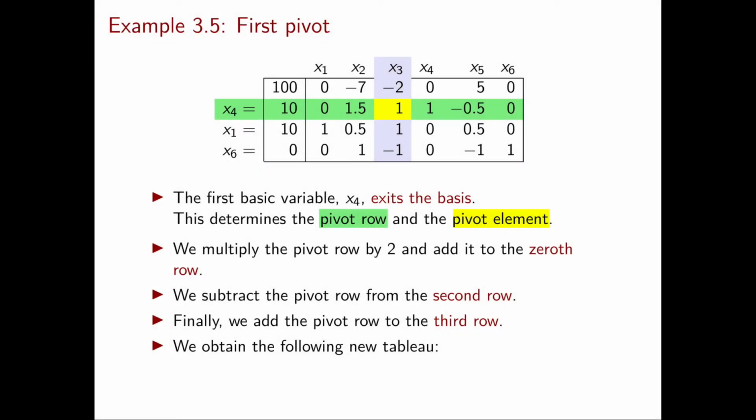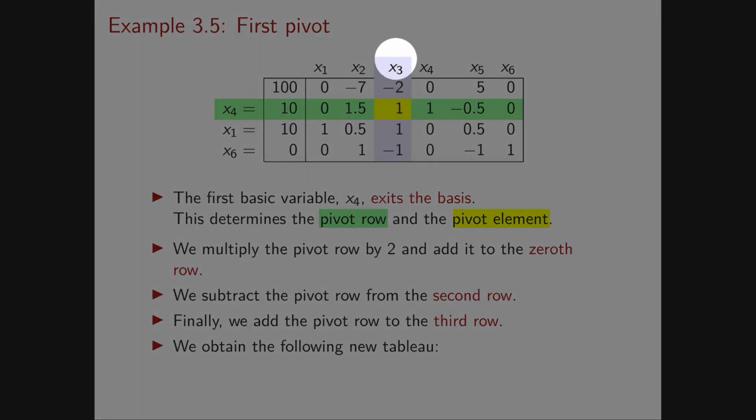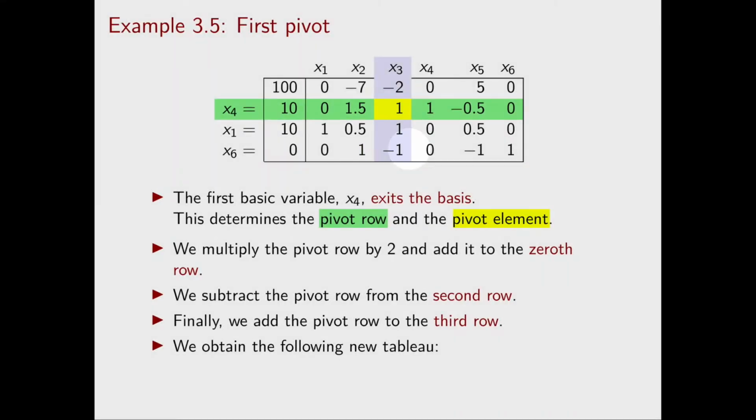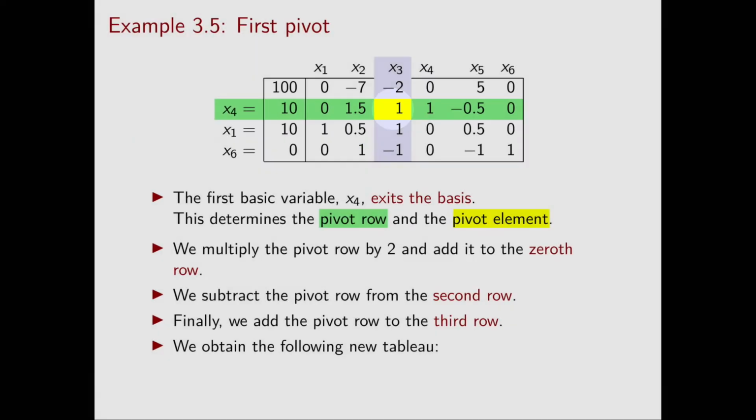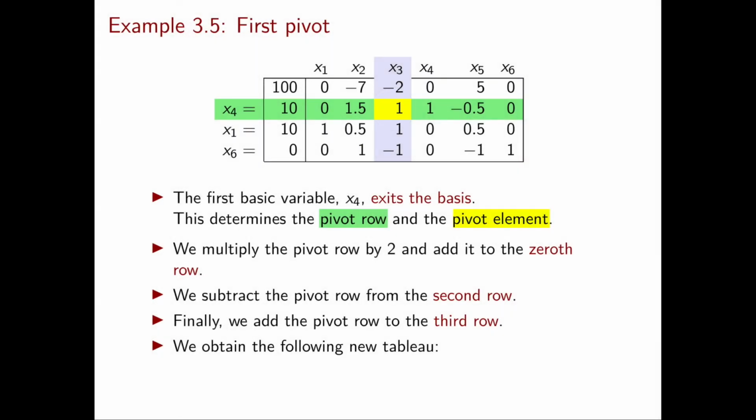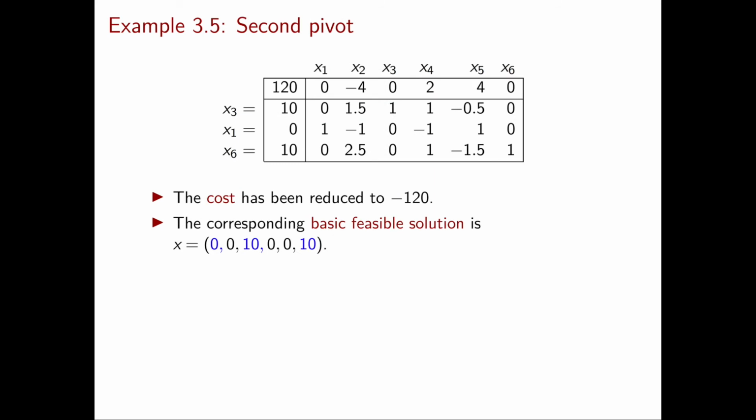Now we have all the information that we need to construct the new tableau. We need to transform the pivot column into the column that has all zeros except in the pivot element where we should obtain a 1. To get rid of this minus 2, we need to multiply the pivot row by 2 and add it to the 0th row. To get rid of this one, we just need to subtract the pivot row from this row, which is the second row. To get rid of this minus 1, we only need to add the pivot row to the third row. Finally, we don't need to do anything in the pivot row because we already have a 1. If you perform all these elementary row operations, you obtain the next tableau, which is the one over here.